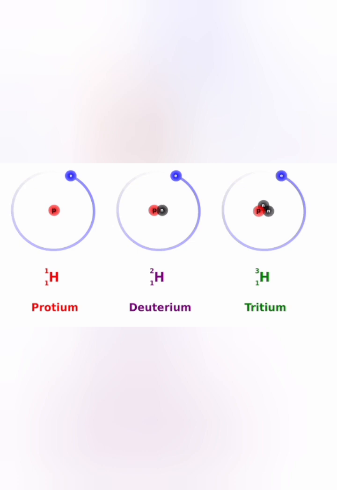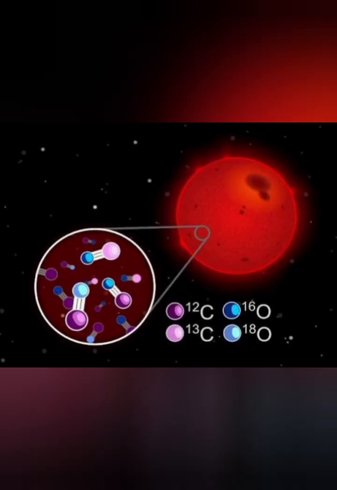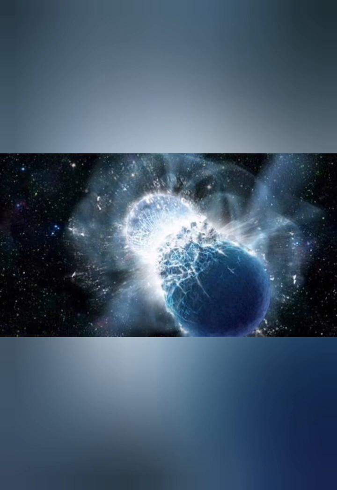How isotopes come into existence. Isotopes exist through three major processes. First, inside stars. In stars, nuclear reactions constantly create and modify atoms by adding or rearranging neutrons. When stars explode, they spread isotopes across the universe. The atoms in your body were once formed in stars.